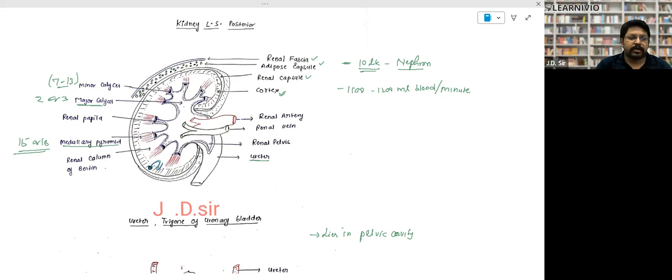The outermost cover is the renal fascia. Then there is an adipose capsule. This adipose capsule is made up of adipose tissue, where the fat deposition takes place, right? And this fat protects our kidney. Below the adipose tissue, there is a renal capsule. This renal capsule is also protective. So the renal fascia, adipose tissue, and renal capsule are the protective layers, right?